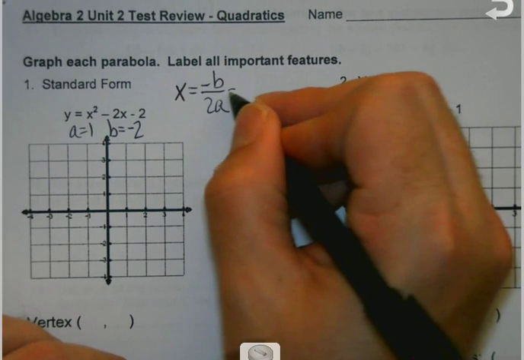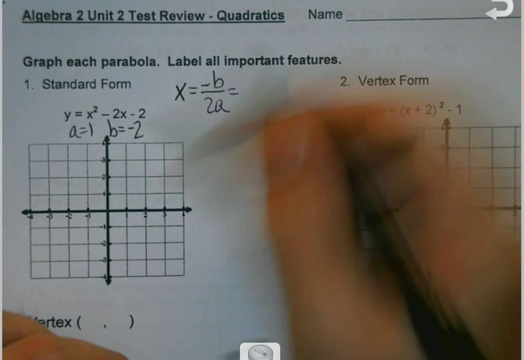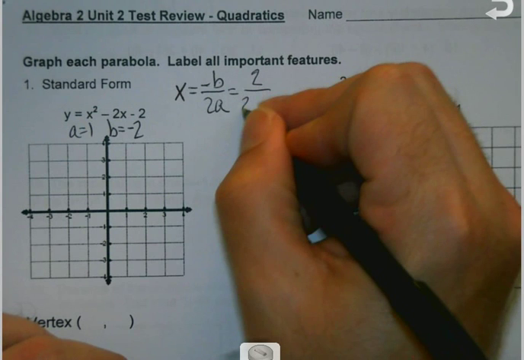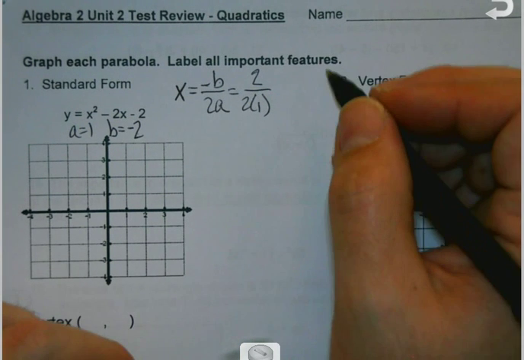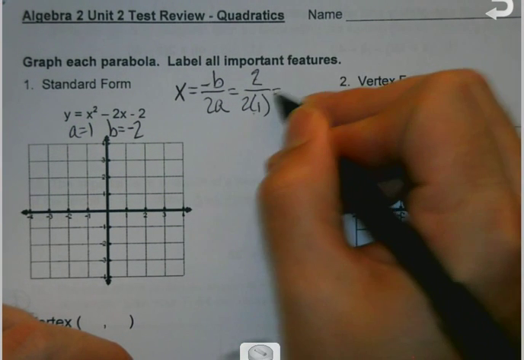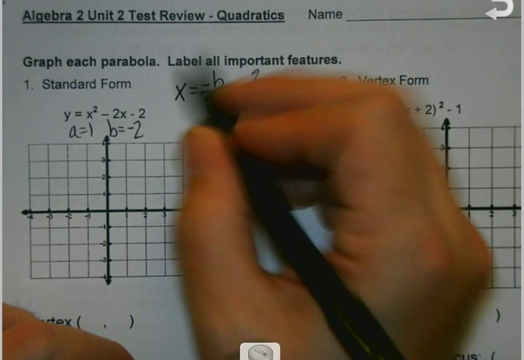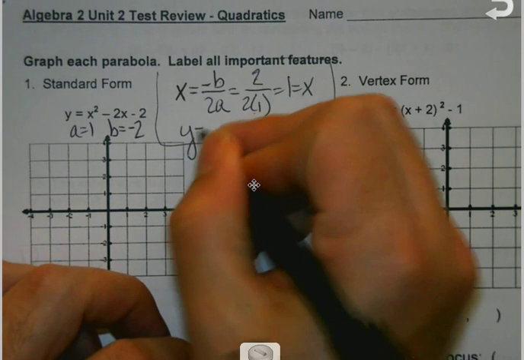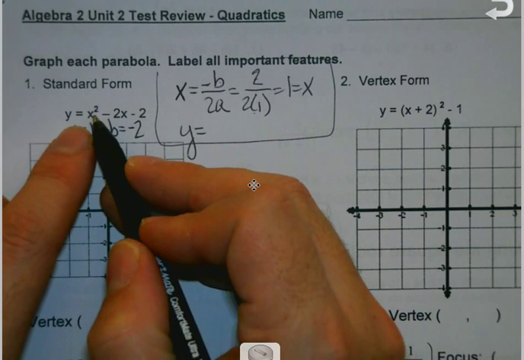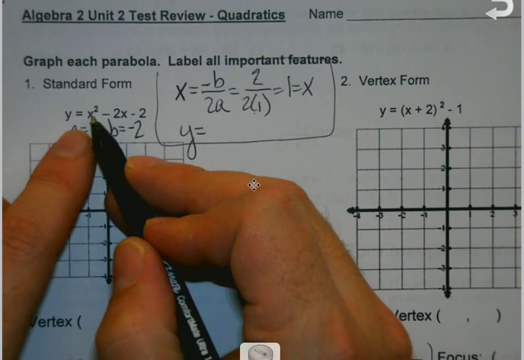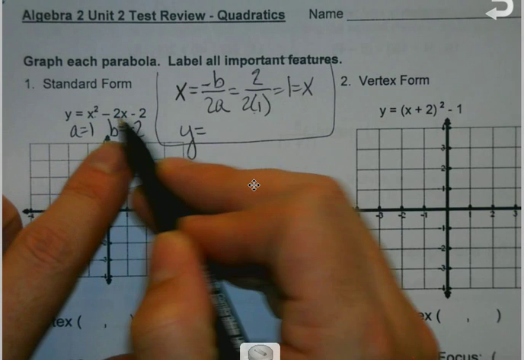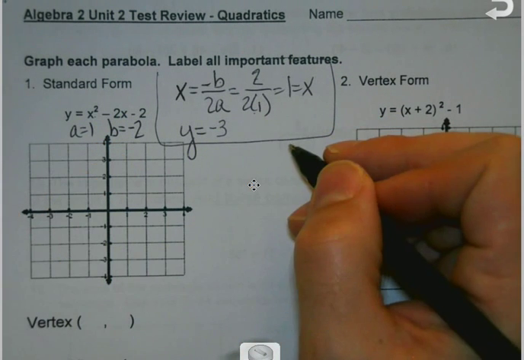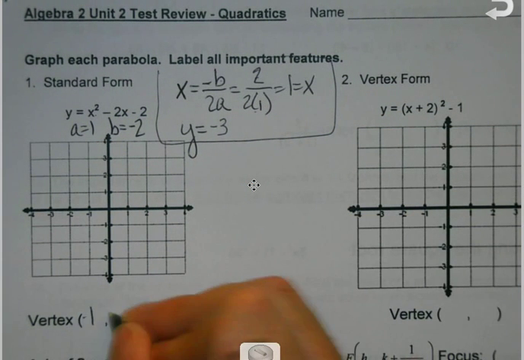But again, be careful. The opposite of b, the opposite of negative 2 is positive 2, over 2 times 1, which would also be 2. So 2 divided by 2 is 1. And that's the x value of my vertex. Now, to find y, I can do one of two things. I can either stick the 1 back in for both of those x's, which in this case is kind of simple. So let's just go that route. 1 squared is 1. 2 times 1 is 2. So 1 minus 2 is negative 1. Minus 2 is negative 3. So my vertex is at 1, negative 3.